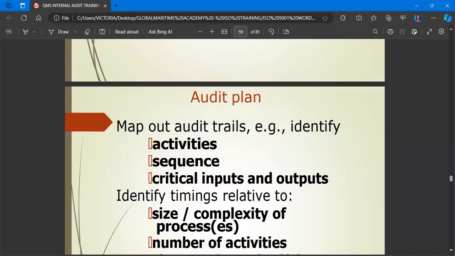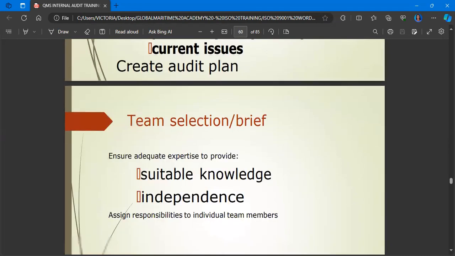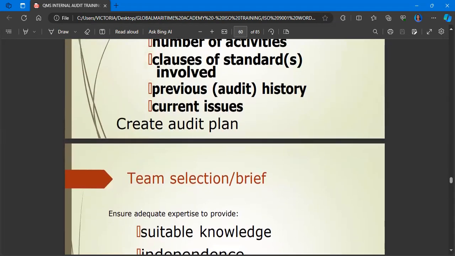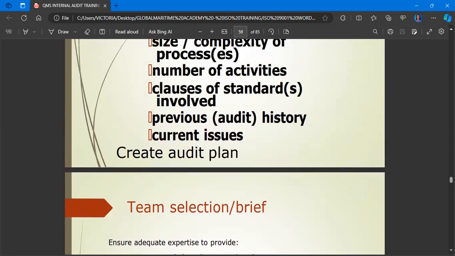The audit plan. You map out audit trails, e.g. identify activities and their sequence. Which activity comes first? Which one is the subsequent activity? You have to do this so that you'll be able to follow it up. Identify critical inputs and outputs, and timings relative to size, complexity of the processes, number of activities, clauses of the standard relevant to that particular department, and current issues. Then you now create the audit plan.